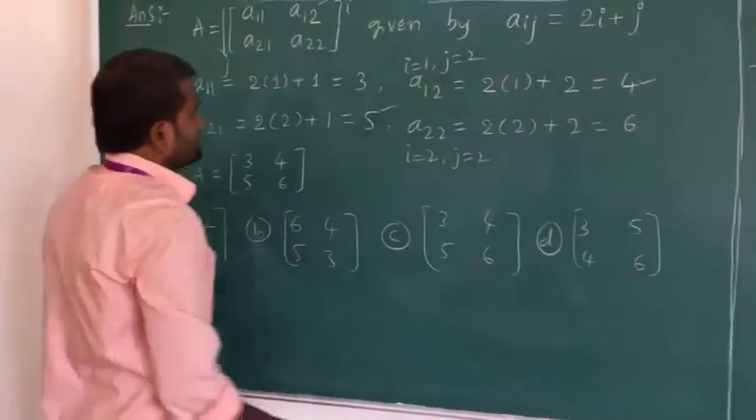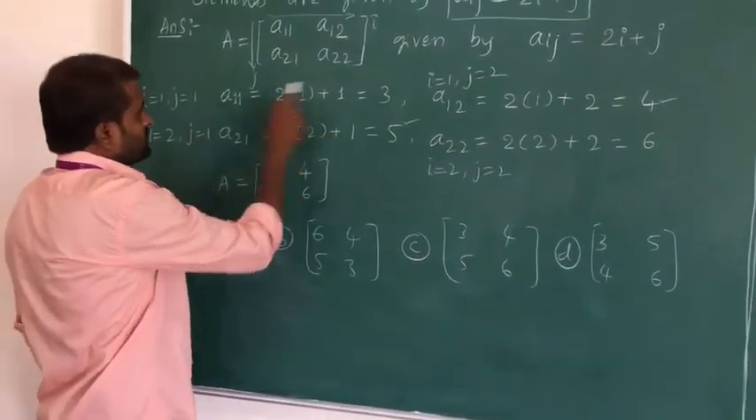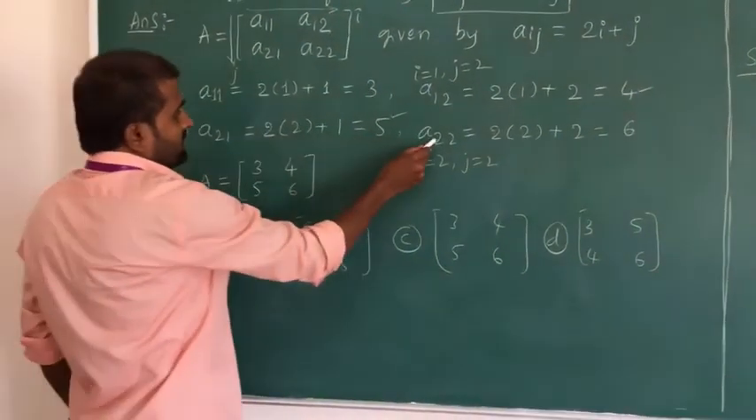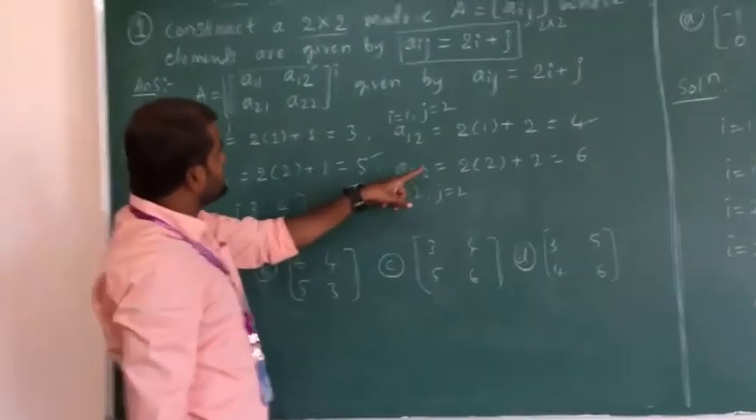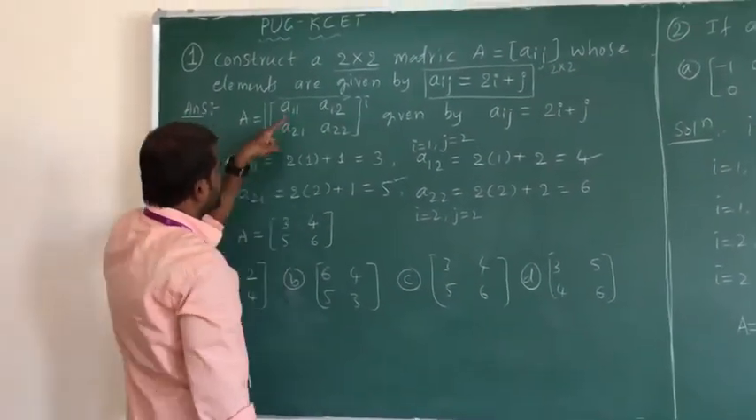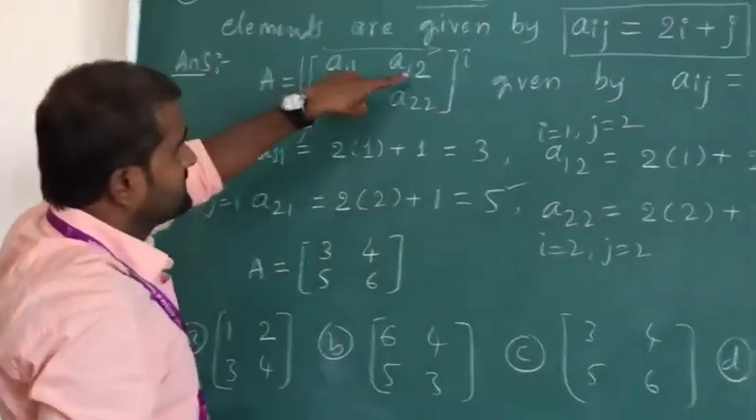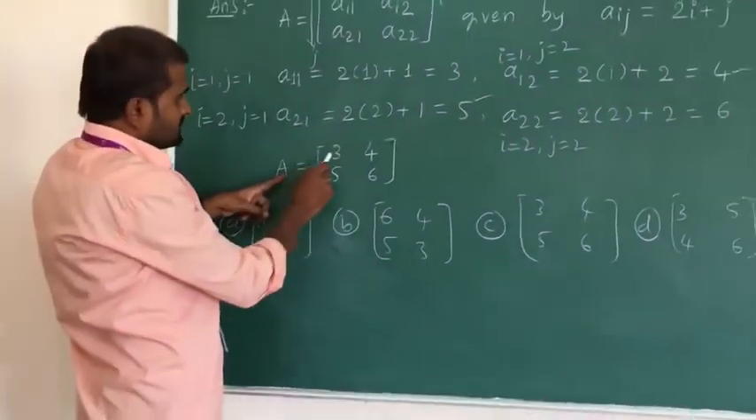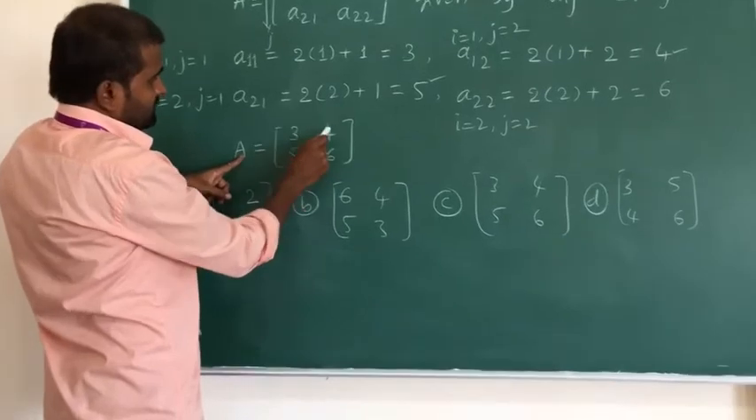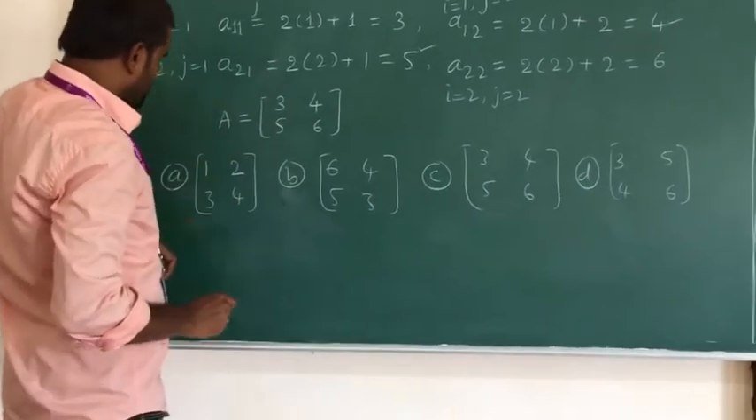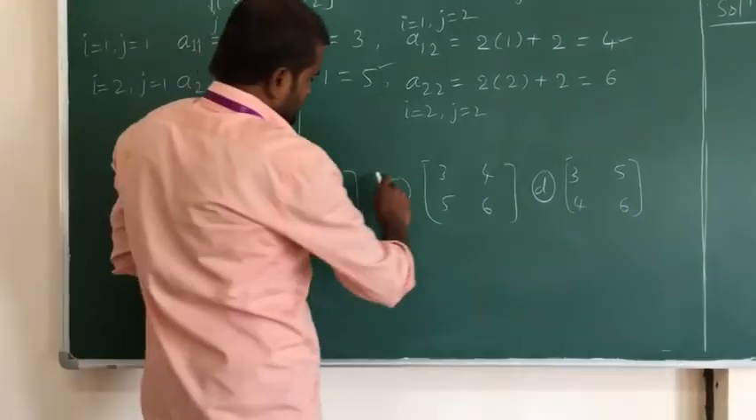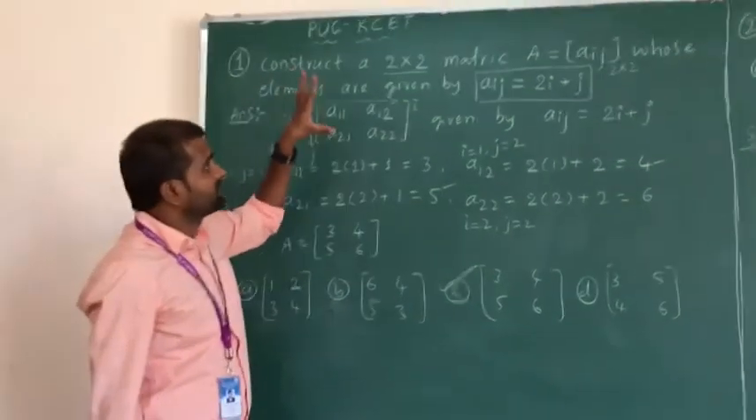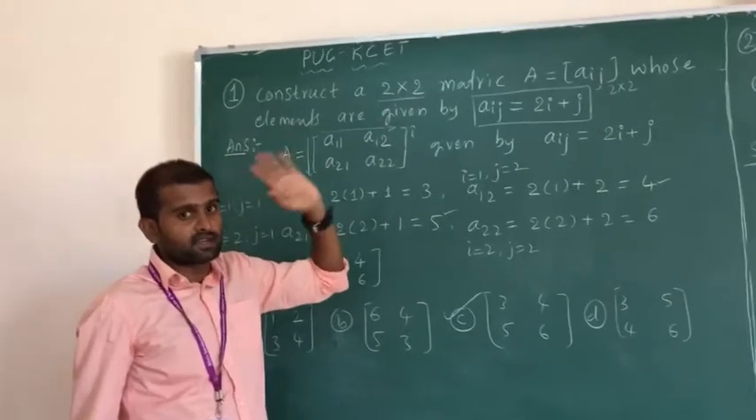So you get A11 is 3, A12 is 4, A21 is 5, A22 is 6. Entering these elements, A equals 3, 4, 5, 6. See, the elements are 3, 4, 5, 6, so C is the answer. Like this we need to find the elements of the matrix.